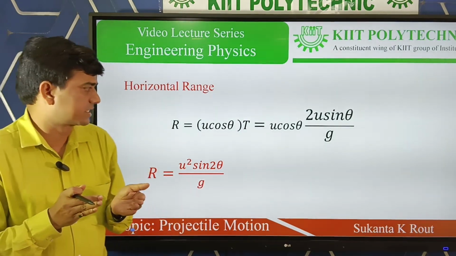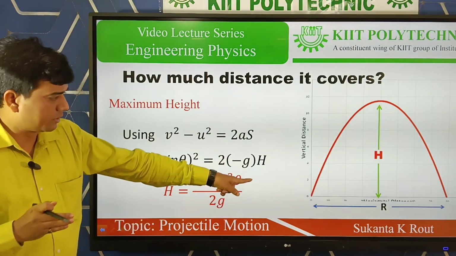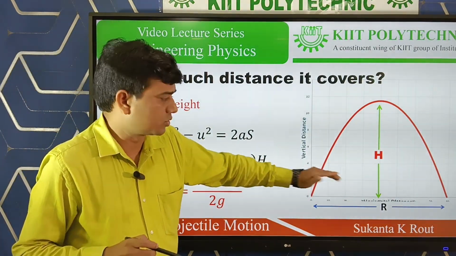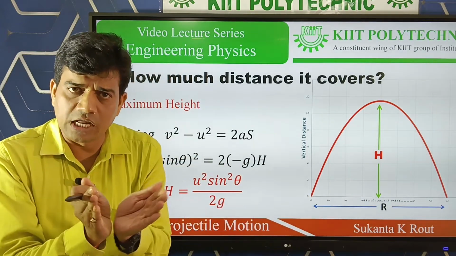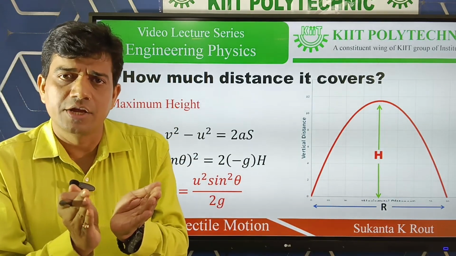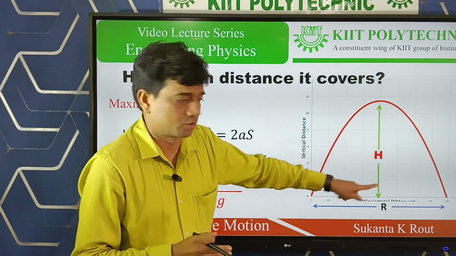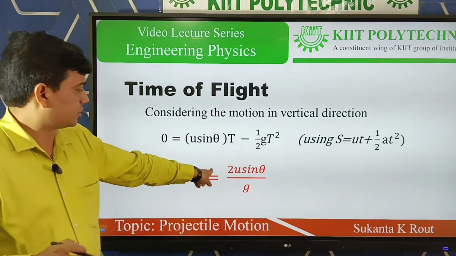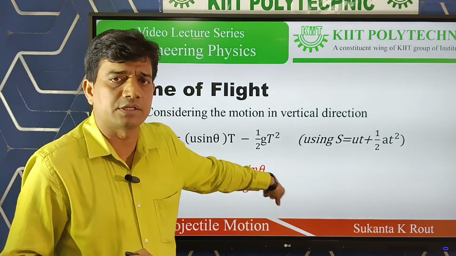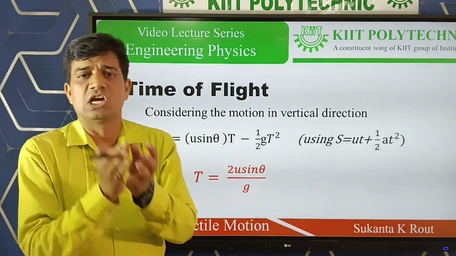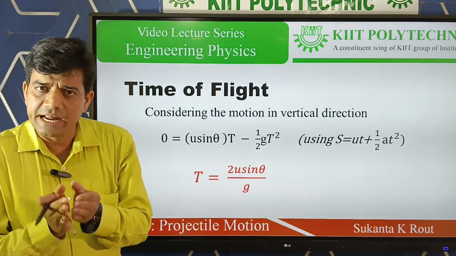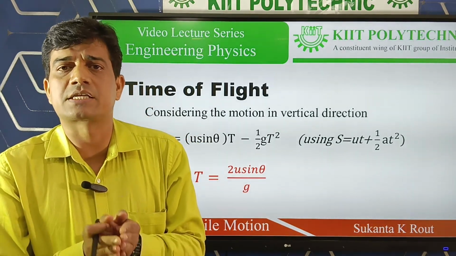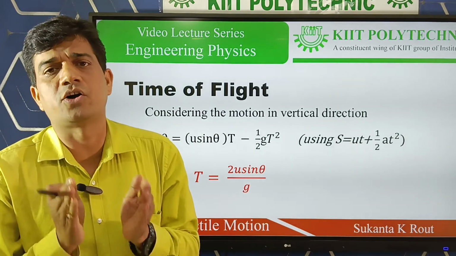That's why I have shown the horizontal distance in this figure. You see, this R is the horizontal distance, or the horizontal range. So that R will be the horizontal velocity, that is u cos theta, times the total time of flight, the total time taken from O to Q. That total time we have already derived: t equals 2u sin theta by g. If you multiply the horizontal component of velocity and the total time, that will give you the horizontal distance covered by the projectile, or the horizontal range.